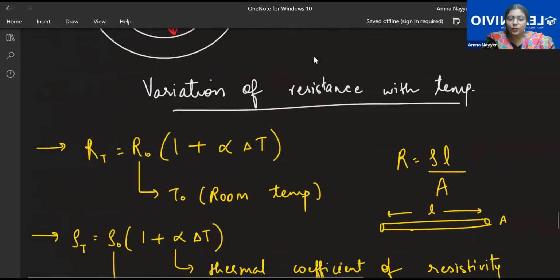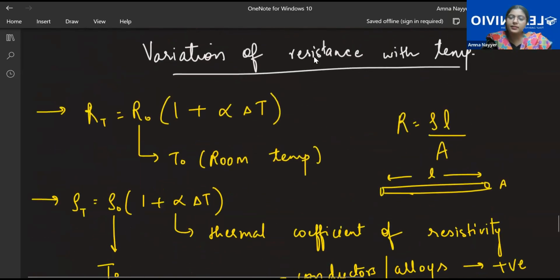All right, class, do one thing, write it till here. Then we'll discuss some things about Ohm's law. Please write this. Is it clear till here to all?